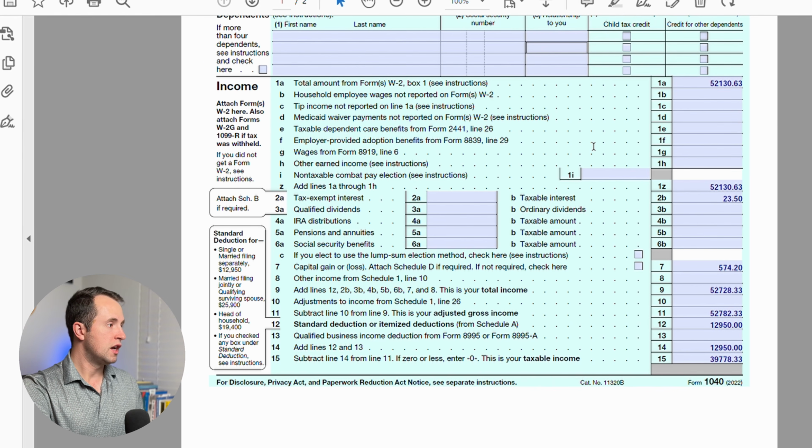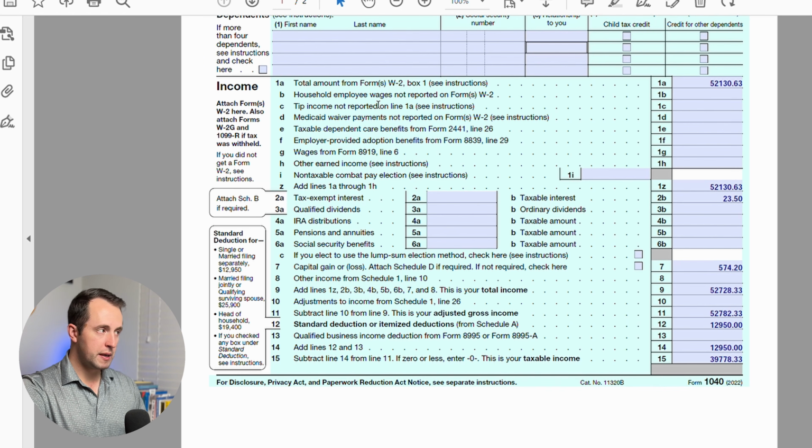Now, the rest of these are going to be additional information that may or may not be on your specific W-2. It deals with household employee wages, tip income, Medicare waiver payments, taxable dependent care benefits, employer-provided adoption benefits, wages from Form 8919, other earned income, and then non-taxable combat pay election.